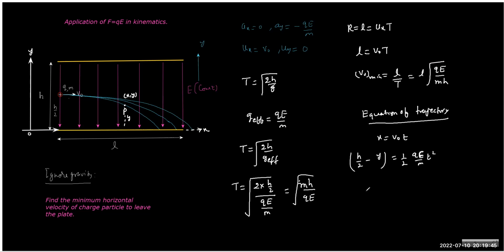And now I can substitute t. You have to replace the common variable, which is time. And again, if you want, you can substitute v naught also, because that we have calculated, but that's not required.